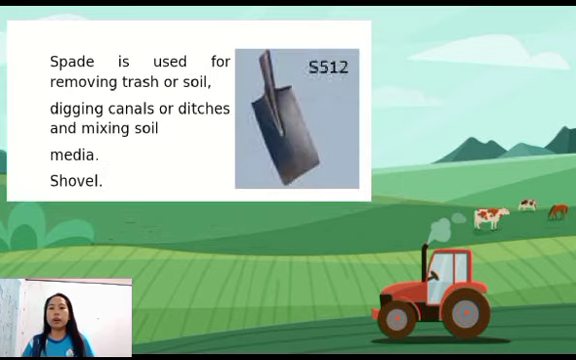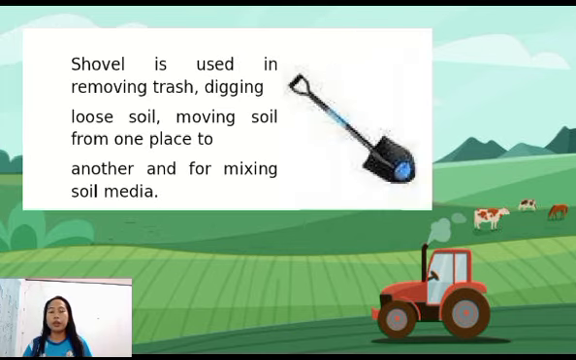The next one we have is the spade. The spade is used for removing dust or soil, digging canals or ditches, and mixing soil media. A spade is a flat-bladed tool with a sharp edge, used for multiple purposes including removing dust or soil, digging canals or ditches, and mixing soil media.